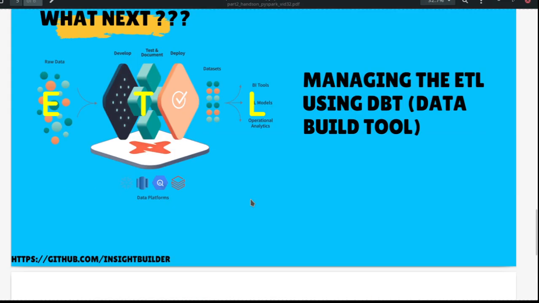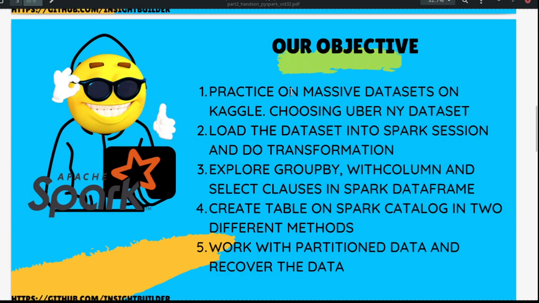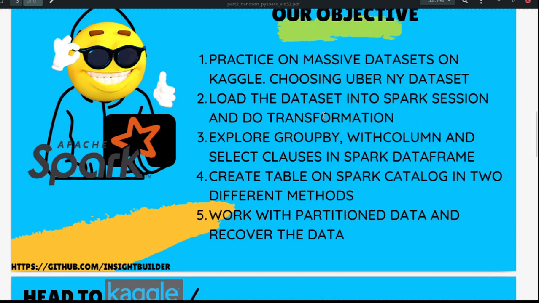the presentation. So we saw that we can actually practice on massive datasets on Kaggle, and by using the Uber New York dataset, we did that right now. We loaded the dataset and we started transforming it. We used group by with column select clauses, and we created the table in the Spark catalog. This activity is very important. We created the table in the Spark catalog. We wrote the data frame to the local environment, the local file system. So we did all these things in this video.